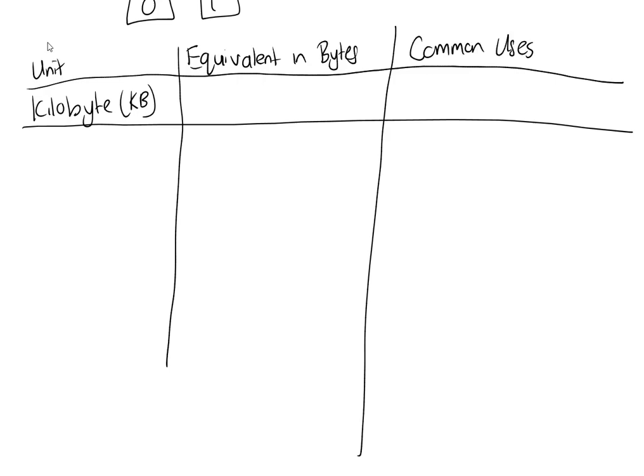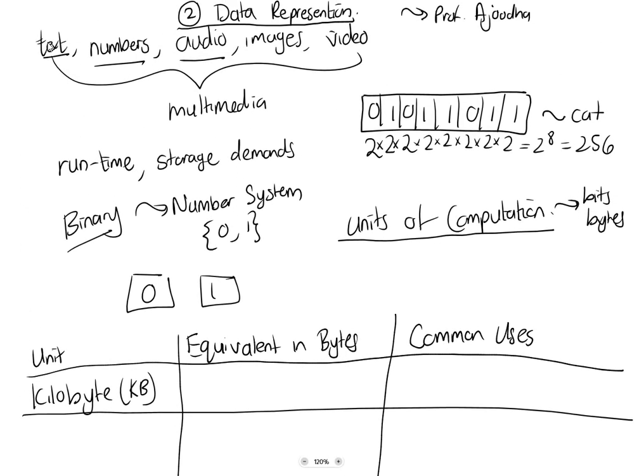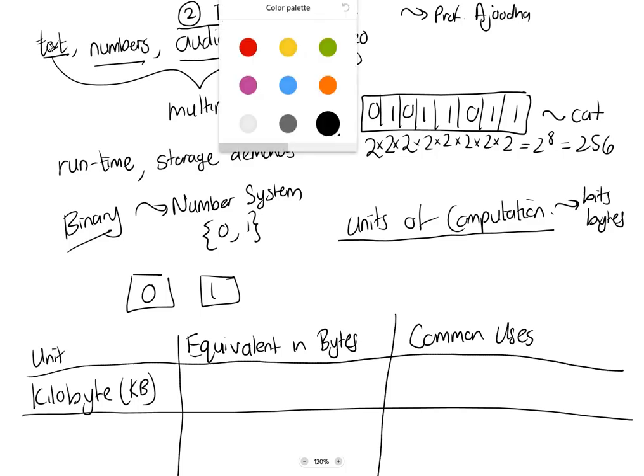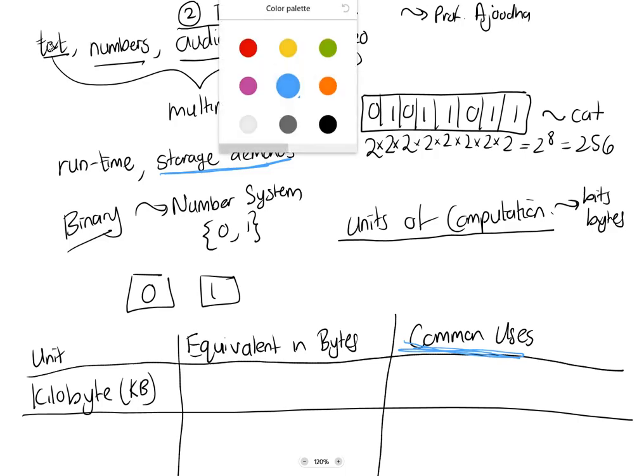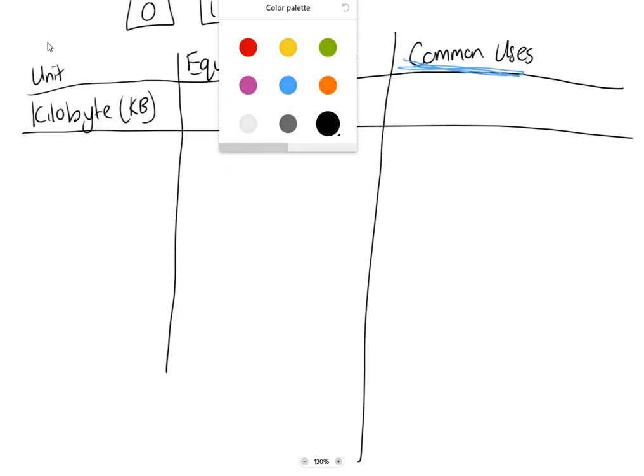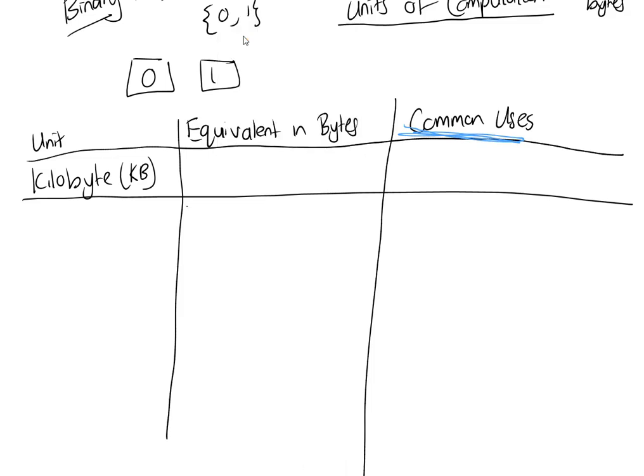So this common uses is directly related to what we spoke about when we spoke about storage demands, right? This common uses tells us what these objects typically occupy in terms of these units of computation, in terms of these bits and bytes. So let's go back and actually see what these things are.